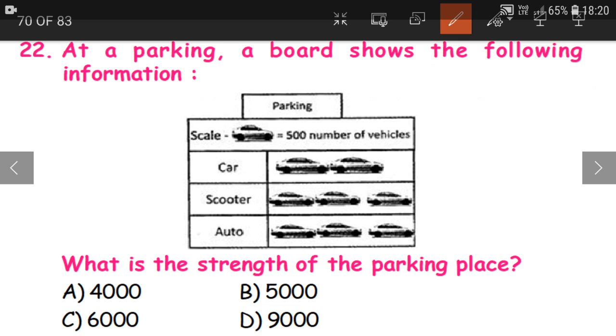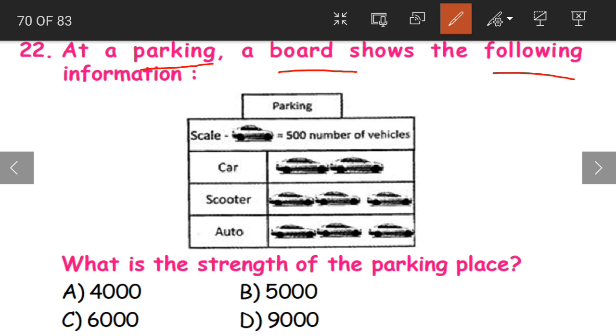Now question 22. At a parking, a board shows the following information. So here what is the scale? Scale is nothing but, see here, one car is equal to 500 vehicles. So that is called the scale. One picture is representing what number in actuality or in reality? Yes, so that will be our scale, children.